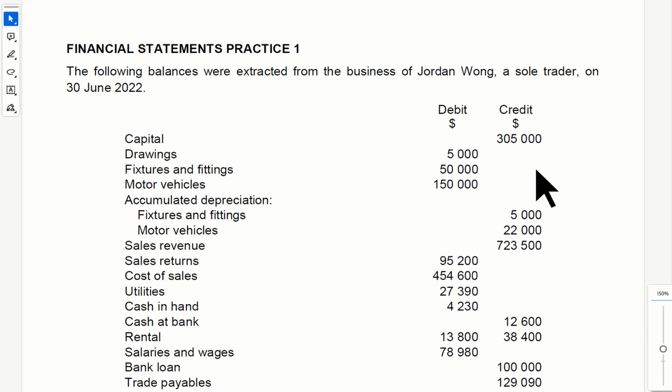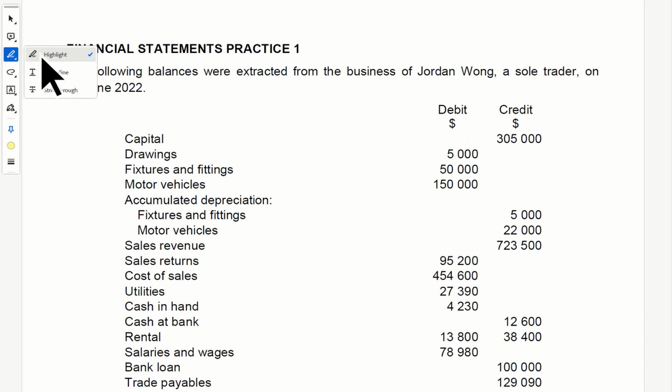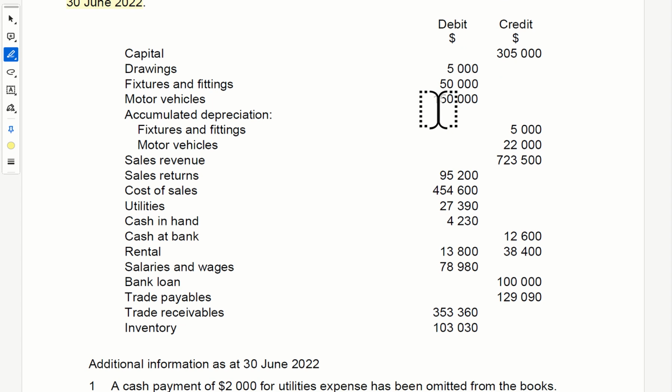Let's read the financial statements and see what key information we need to know. Firstly, we know that this is extracted from the business of Jordan Wong. It's important to know the name of the business because that is required in the financial statements. Secondly, we know the year end is 30th of June. We also see that the trial balance is given in the form of debits and credits. Some important information to note is that cash at bank is on the credit column.